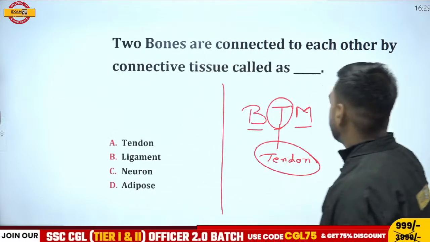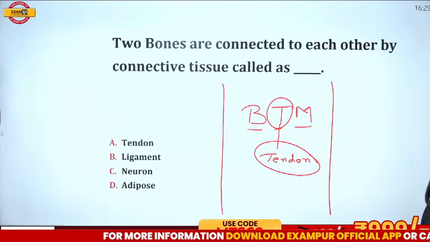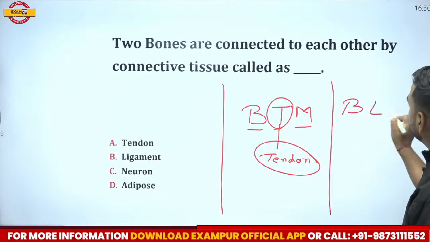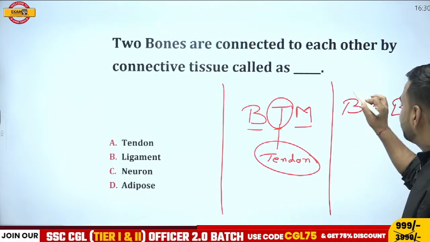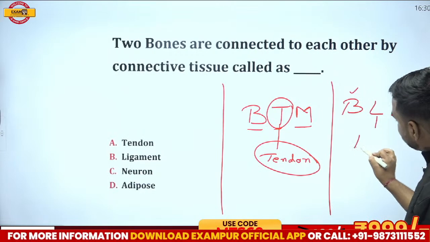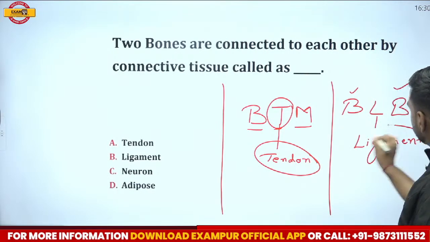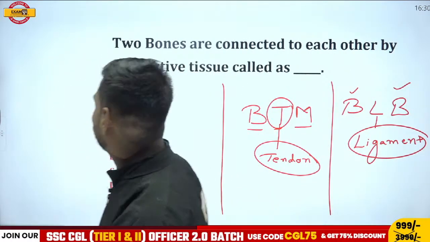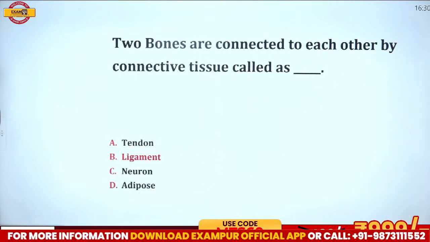In a similar manner, if I talk about bone to bone, we have a trick over here. True, absolutely correct, Rohit. What is that trick? Bulb. From the bulb, this is also bone, this is also bone, and this L stands for ligament. So ligament is the one which is connecting bone to bone. Absolutely correct, Rohit. Here, the correct answer is going to be option B, that is ligament.